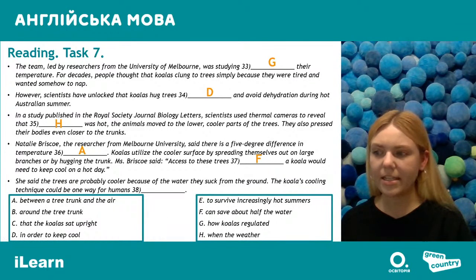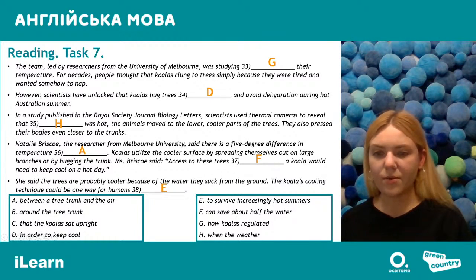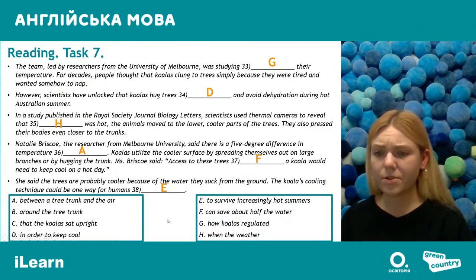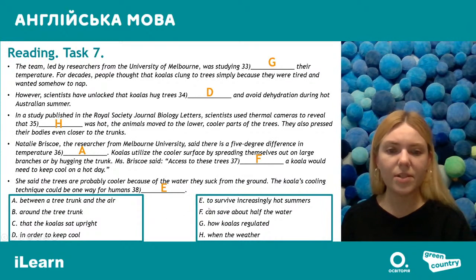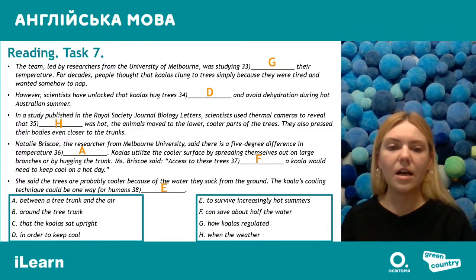And 38, that is E. So 38 is E. Because after way we need to use an infinitive or of plus gerund. We don't have anything with of and gerund, but we have the infinitive to survive increasingly hot summers. And that suits this gap perfectly.